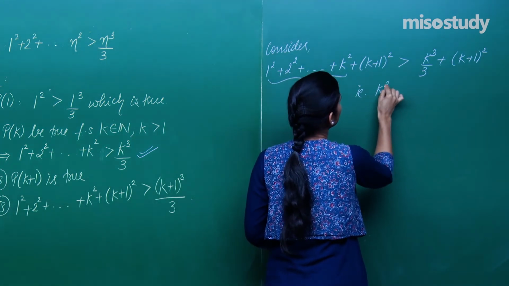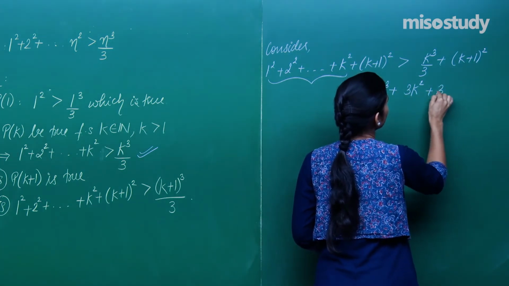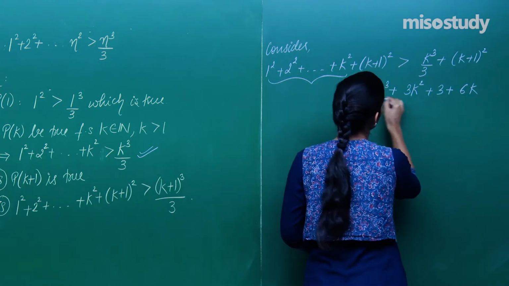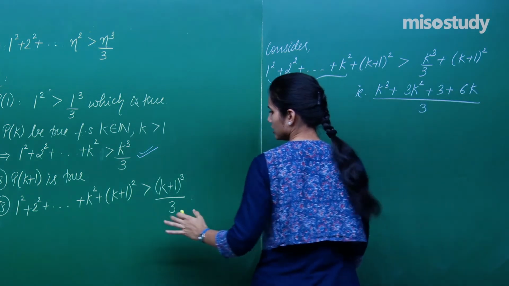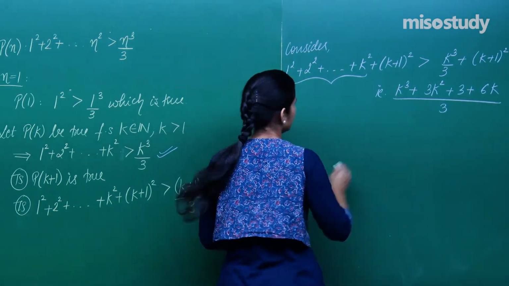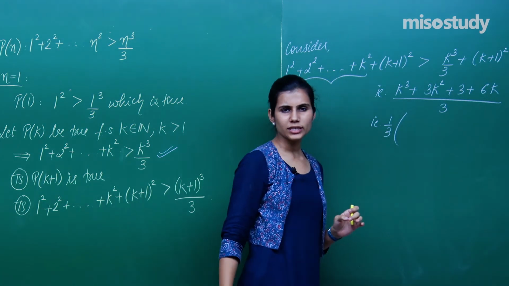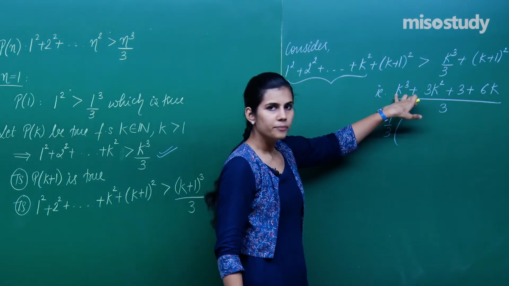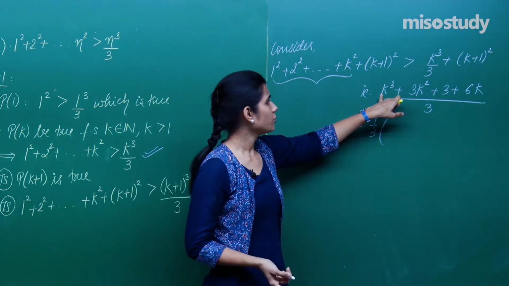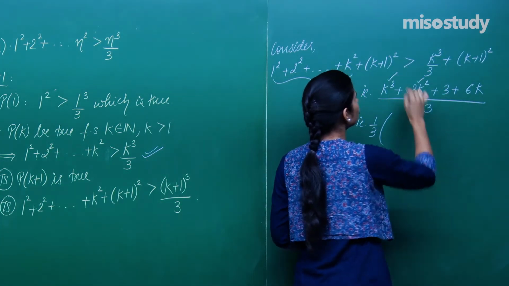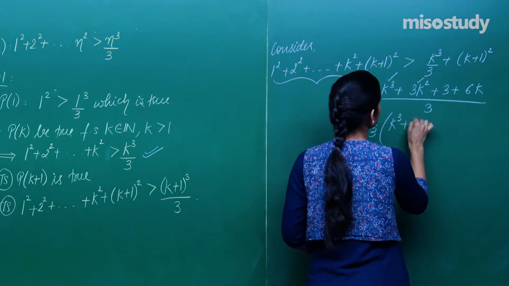So you get k cube plus k square, so this will be 3k square plus 1, so this will be plus 3 plus 6k, whole upon 3. I want (k+1) whole cube by 3. By 3 is already here. Somehow I want (k+1) whole cube. What is (k+1) whole cube? It is k cube plus 3k square plus 3k plus 1. So 3k square and k cube are already there. Plus 3k plus 1 I need. So I will be just writing what I want.